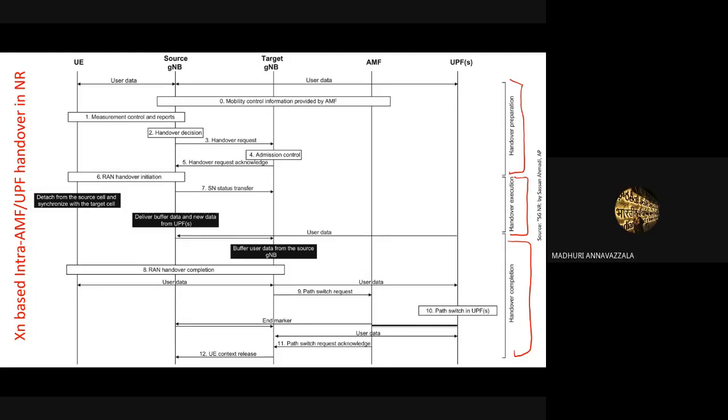So this admission control is the target gNodeB getting ready to admit the flow from the UE. No, it is not about admitting a flow from the UE. It is about accepting the complete UE along with all its flows. It's not about a single flow. It is about accepting a user along with all its flows, whatever they are.